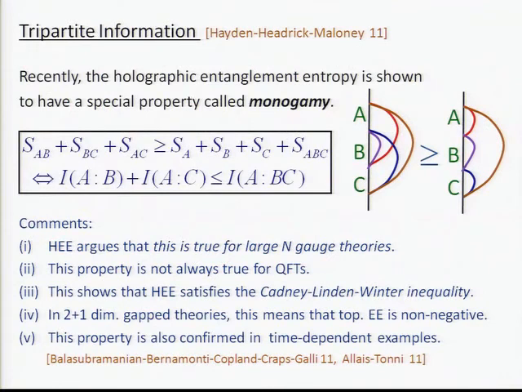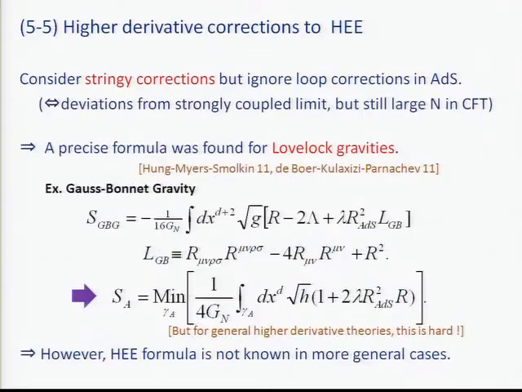So, yeah, and I would also come back to the correction to this holographic entanglement entropy. So consider the stringy correction. There are two corrections in AdS/CFT. One is stringy corrections. Another one is loop corrections. The stringy correction is related to alpha prime expansion, and the loop correction, the quantum gravity correction, is related to G-string.